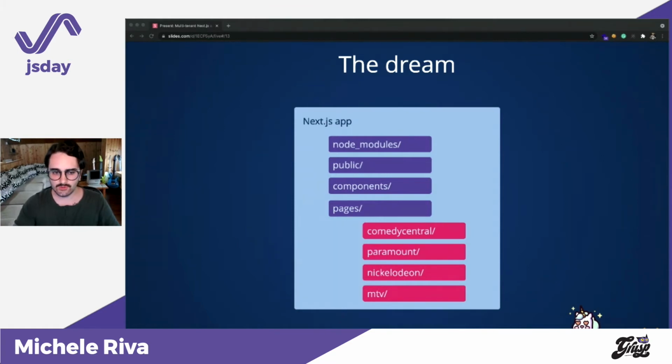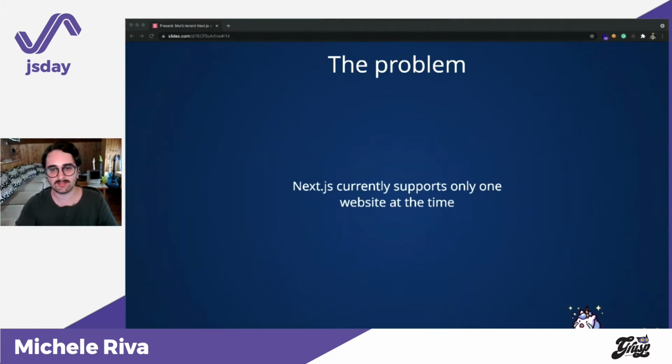So the dream would be to have many different brands inside our pages, where every single directory that is linked to a brand will basically hold all the pages for that specific brand. For example, we have pages/comedycentral/index.js, and that index.js will be the homepage for Comedy Central. If we have mtv/about.js, that will be the about page for mtv.com. So that is the dream. But as we said before, this is not possible as for now with Next.js.